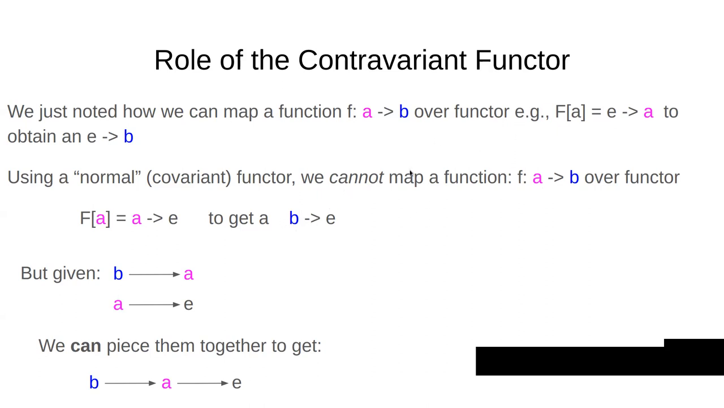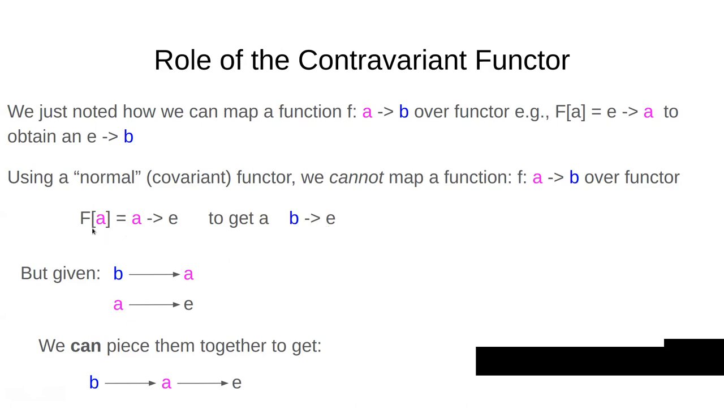So this is what we can do. What we want here is we have F of A, A to E, and we want to get a B to E, an F of B. So how are we going to do that? How can we do it if we're given one of these and one of these, how can we piece them together to get a B to E? Can anyone say? What can we do here to get something from B to E?